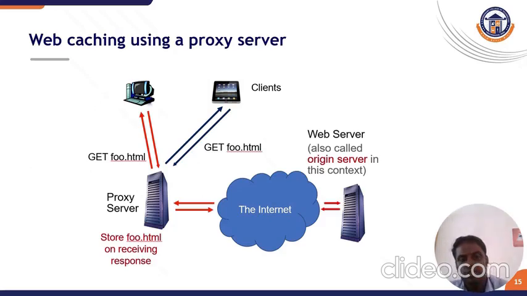Web caching using a proxy server. To get the web cache server, what I have to do is GET foo.html. This is one of the examples of how we are going to do it. The web server is connected to the internet, and the client is going to interact with the proxy server instead of the original server. The original server is available in a particular location, and via the internet I made a duplicate copy as a proxy server, and my systems in that region are actually going to work with the proxy server. It is similar to the concept that we discussed in the previous unit.